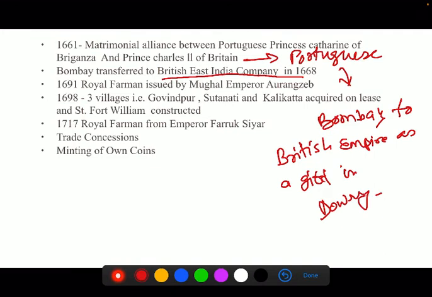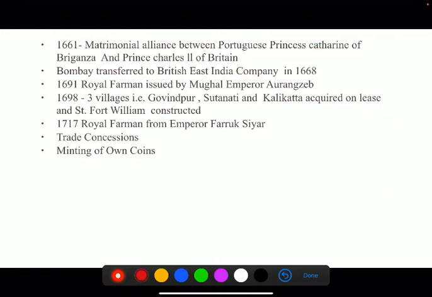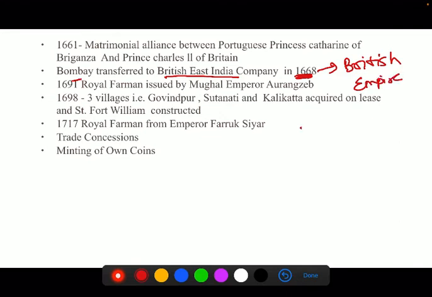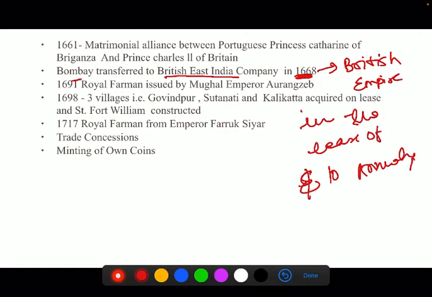In 1668 the British East India Company got this territory, Bombay, from the British Empire on lease of £10 annually. Okay, on rent of £10 annually.